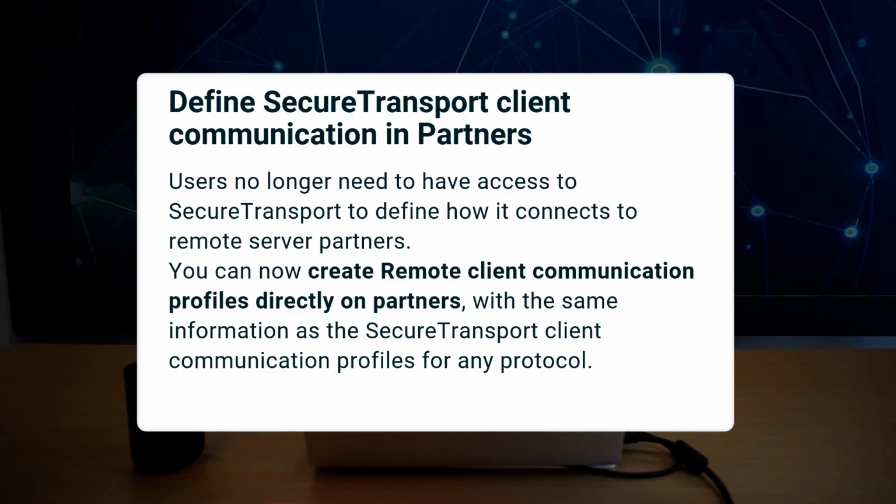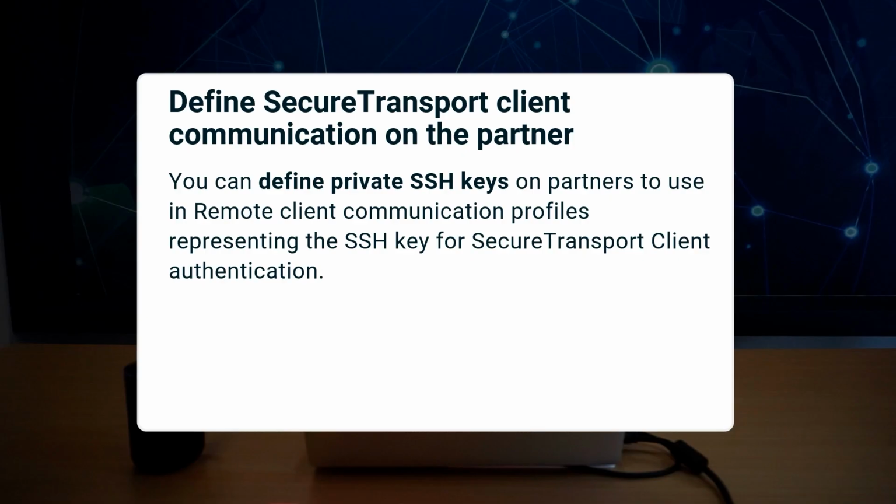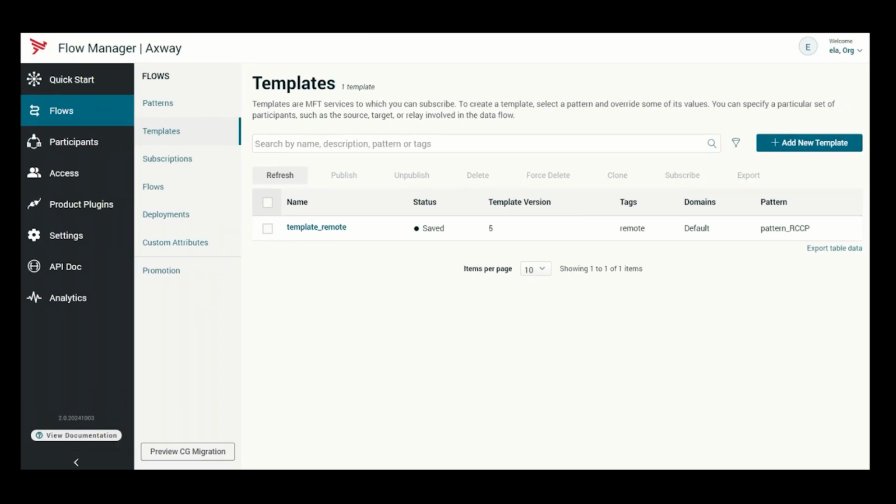Starting with this release, users no longer need to have access to the SecureTransport product to define how it connects to remote server partners, as they can create remote client communication profiles directly on partners with the same information as the SecureTransport client communication profiles for any protocol. Additionally, you can define private SSH keys in partners to use in remote client communication profiles, representing the SSH key for SecureTransport client authentication.